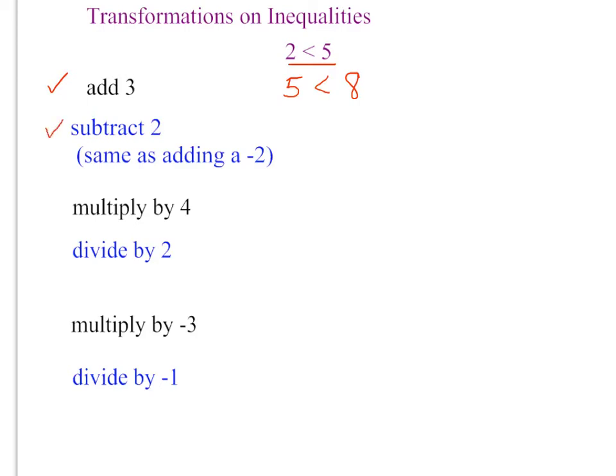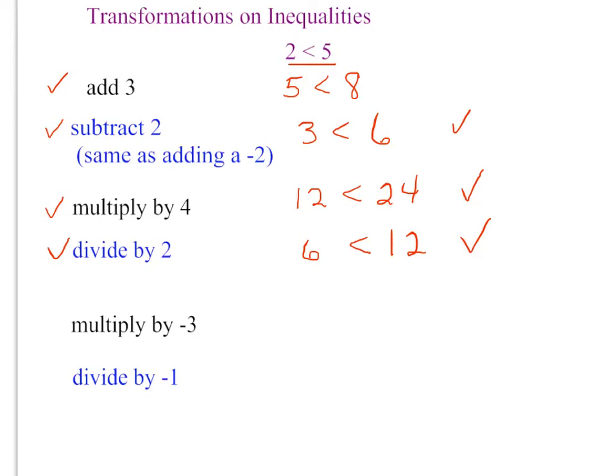If we subtract 2 on both sides, or add a negative 2, then we get 3 is less than 6. Notice that's still true. If we multiply by 4 on both sides, we get 12 is less than 24, which again is still true. If we divide both sides by 2, we get 6 is less than 12, so that's still true.